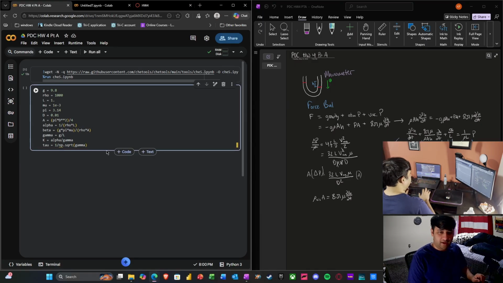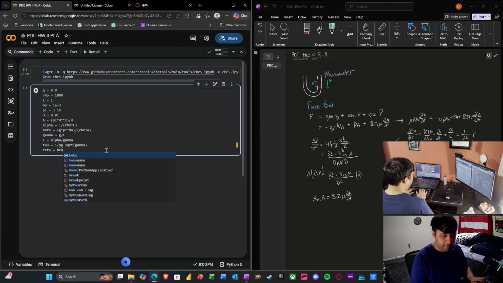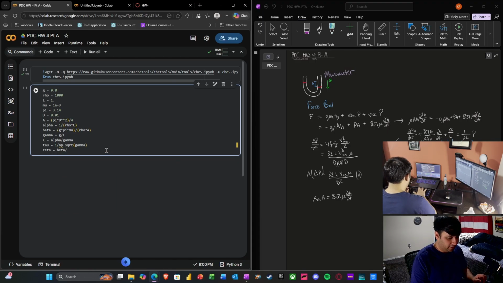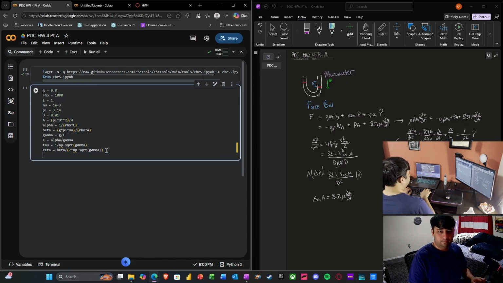So now what we're going to see is zeta, which equals our beta divided by 2 times np.sqrt of gamma. Also, for beta, I added the G component, or gravity, times pi times mu.